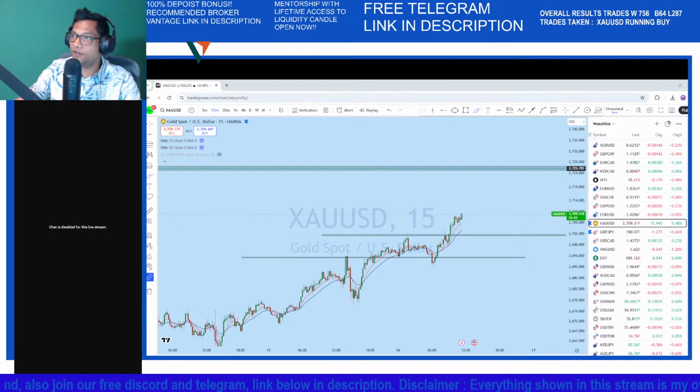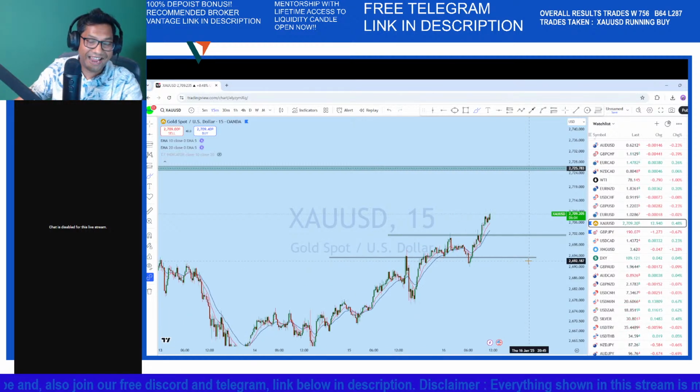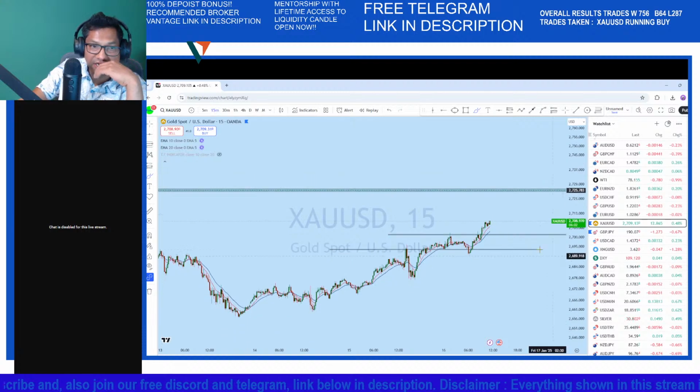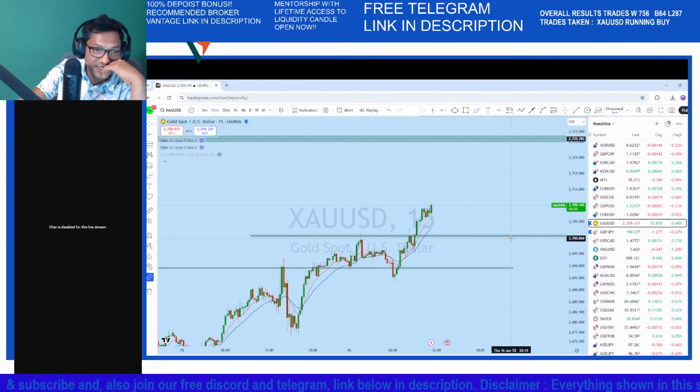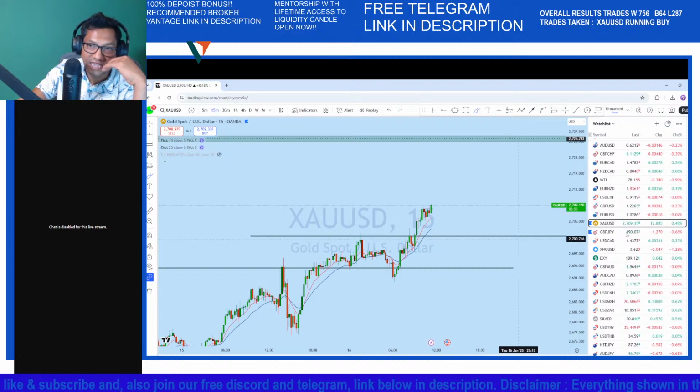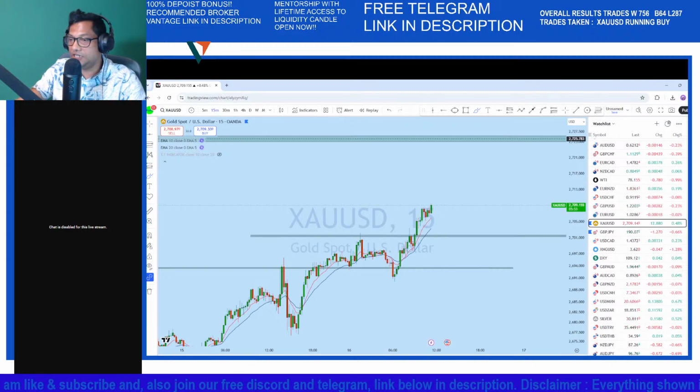So let's find out the potential entry opportunity for the upcoming session. From the multi-time frame perspective, we can see the trend is up. So let's see where we can find the potential entry.